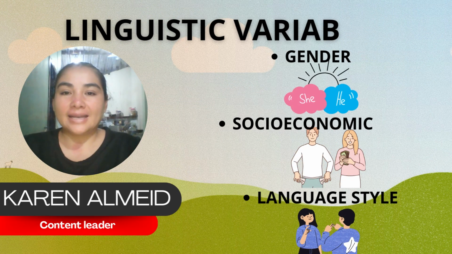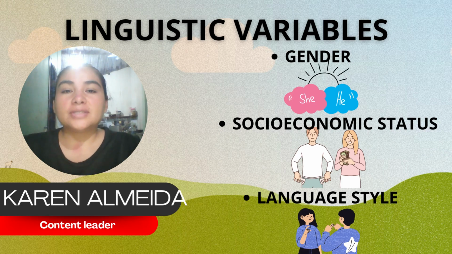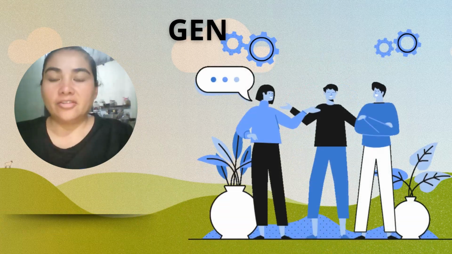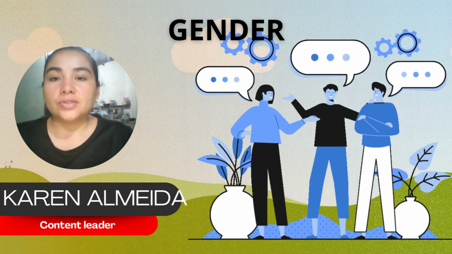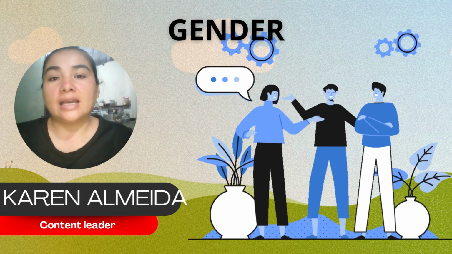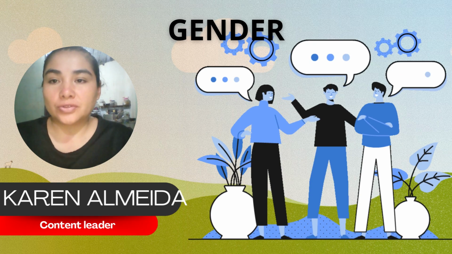Hello, my name is Karen Almeida. Today I'm going to explain how three important variables influence the way we communicate, especially in the educational context. These variables are gender, socioeconomic status, and linguistic style. First, gender refers to identity and how it can affect the way we express ourselves.